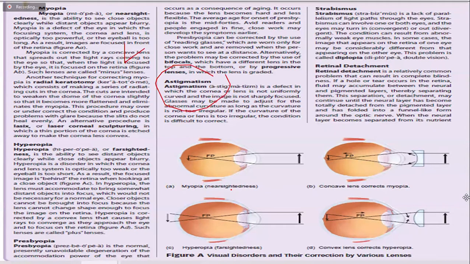In myopia, what happens? Look at this. Myopia, nearsightedness. They have a long eyeball. They have too strong a focusing system, with the ability to see close objects only. The cornea and the lens are optically too powerful, or the eyeball is too long. What happens? Your focal point is formed here.